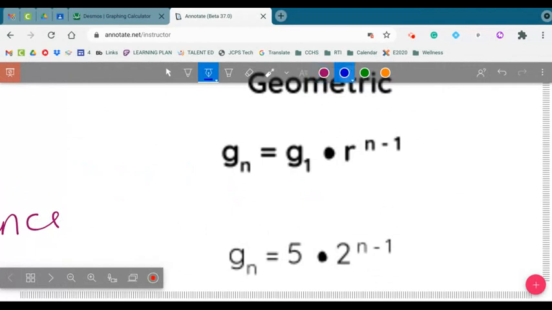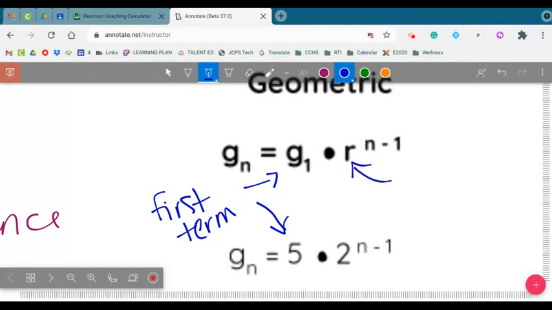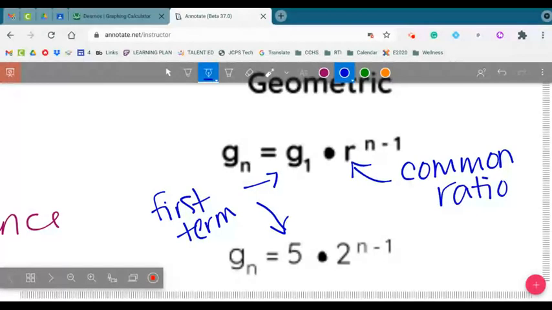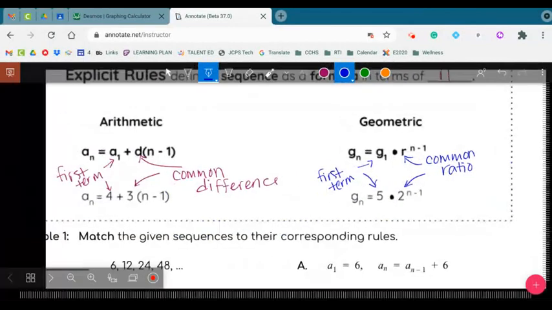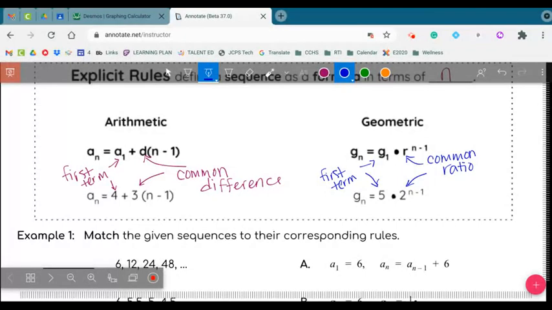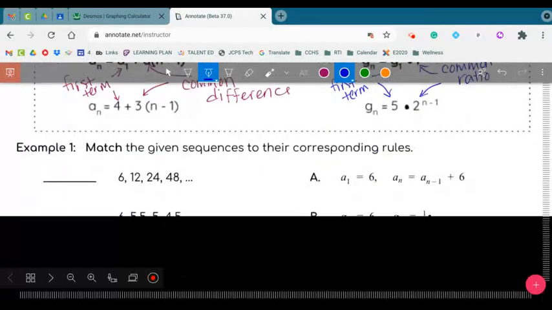With geometric, our g sub 1 is our first term. And that's also down here on 5. And then our r value is our common ratio. So if you can just remember that no matter which rule, in a recursive, you have a sub 1 or g sub 1 listed first. Well, the same thing with our explicit rule. The first term is going to be the first number that is listed. So keep that in mind. And these rules will be listed on the board for the quiz or for the test. You just have to know how to use them. So keep that in mind.